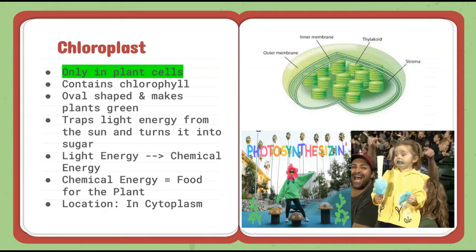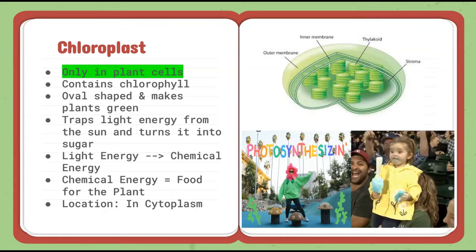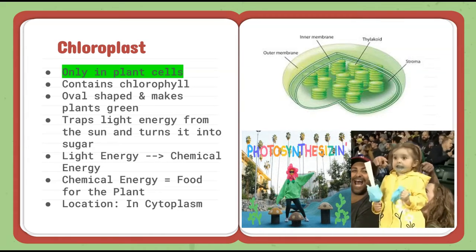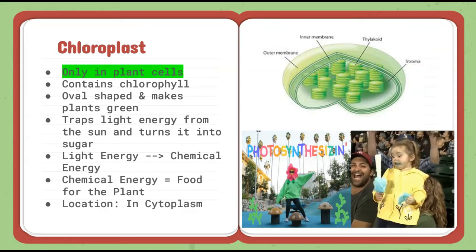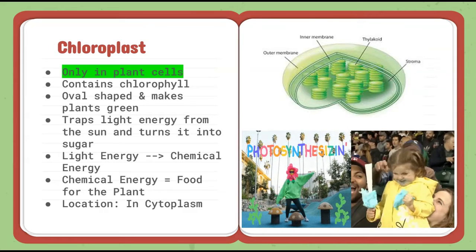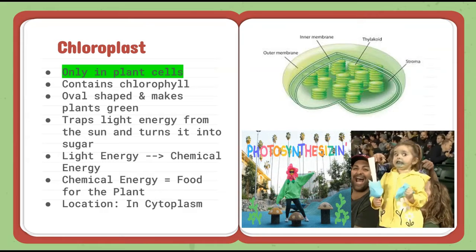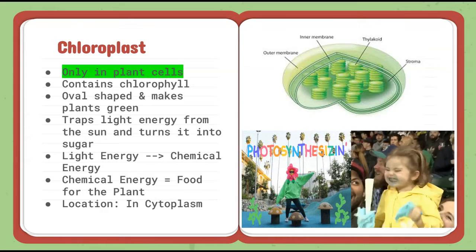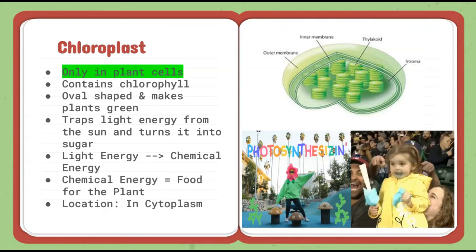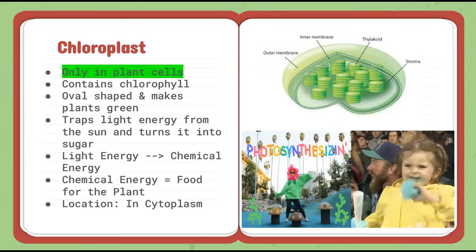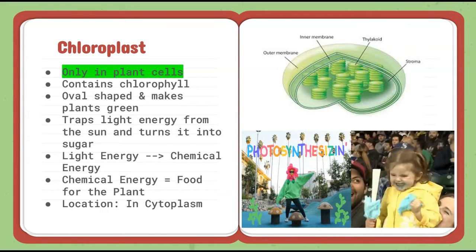That sugar can then be used by the mitochondria to turn sugar into energy. So what ends up happening is it takes that light energy, turns it into a form of chemical energy in sugar, and then that chemical energy is the food for the plant cell. Chloroplasts are found in the cytoplasm, and they are typically green, and they will have these stacks of coin-looking things inside that show you that that is the chloroplast.